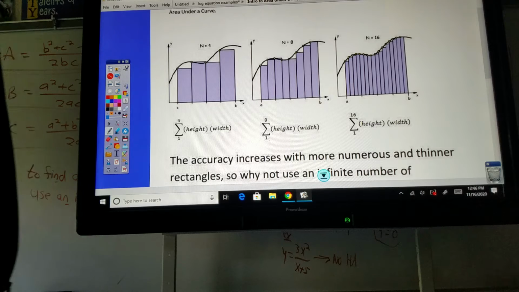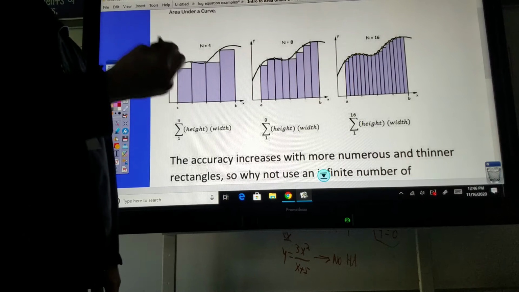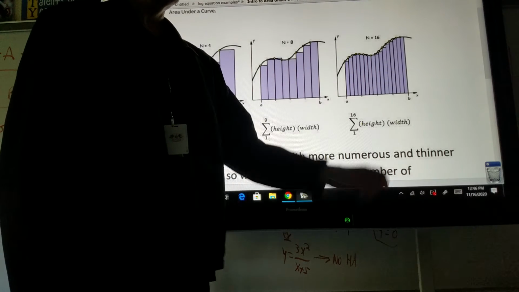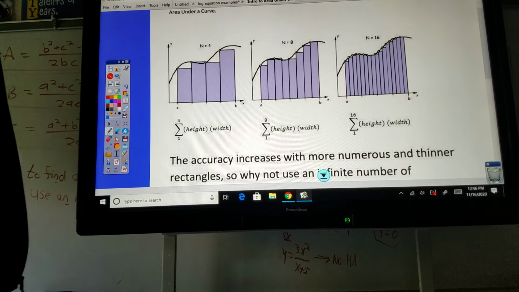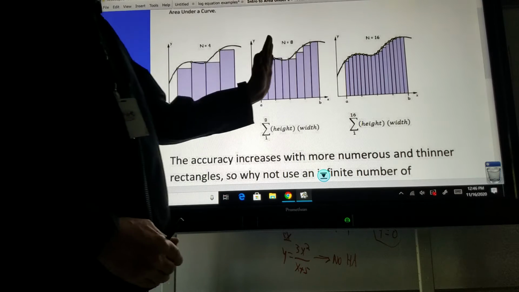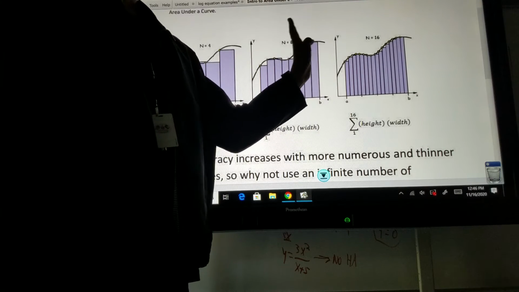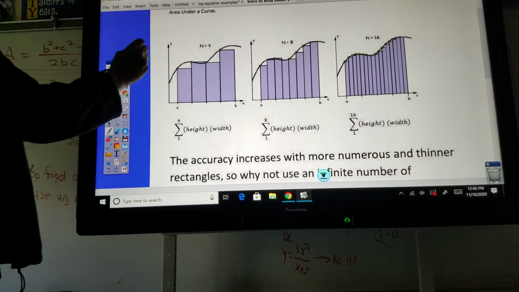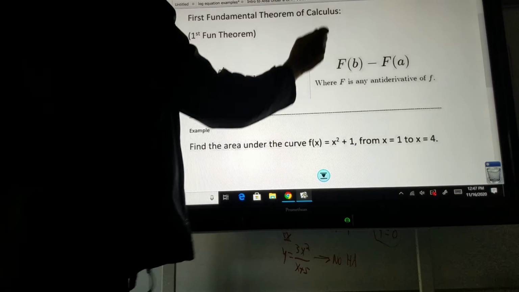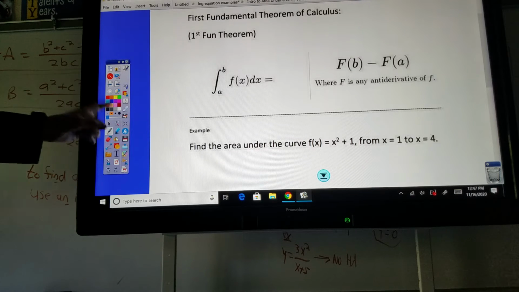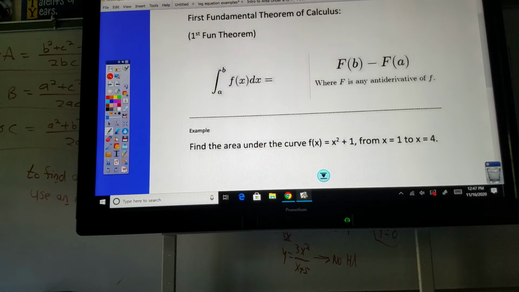So the idea is, if you really want the most accurate, precise area underneath the curve, why not use an infinite number of infinitesimally small rectangles? That's kind of a new word, infinitesimally. It's hard for me to say even. So the smallest possible rectangles, and an infinite number of them, will give you the exact area under the curve. The process for doing that is called the first fundamental theorem of calculus, which is really just dealing with what we call integration. All right, so I'm going to show you a quick example here, and there are some other examples in the folder that you'll look at.